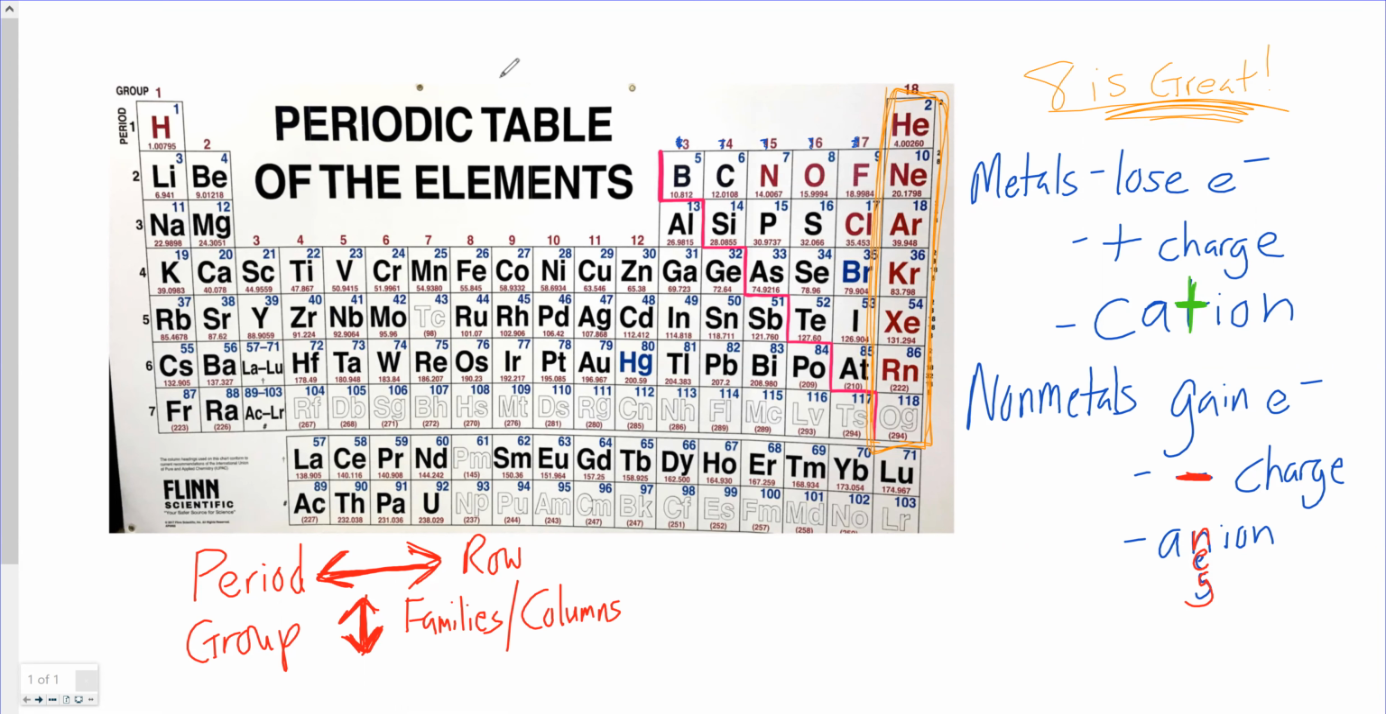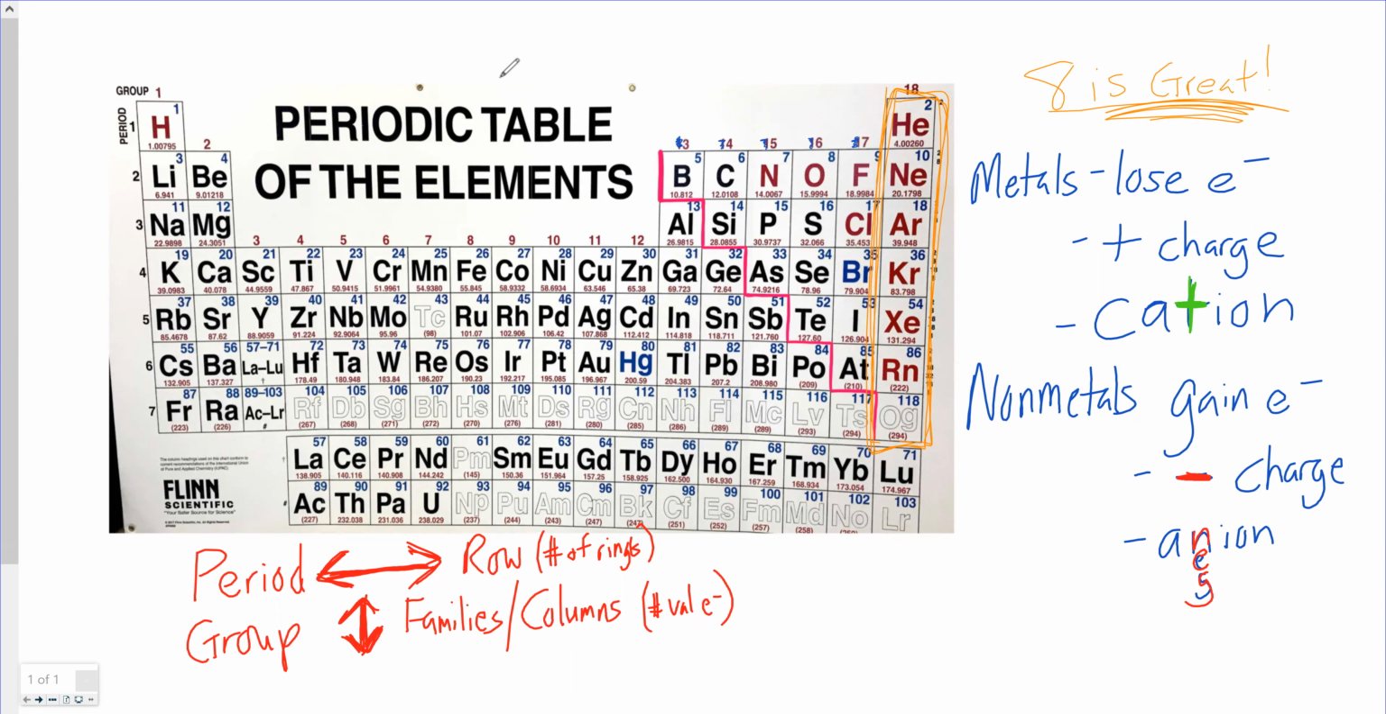What does the row tell us? The amount of rings. Very nice. And this tells us the number of rings. Look at all this stuff that we can write down. And then the group or family, we already talked about this. This tells us the number of valence electrons. All right, so that's just kind of a quick review.